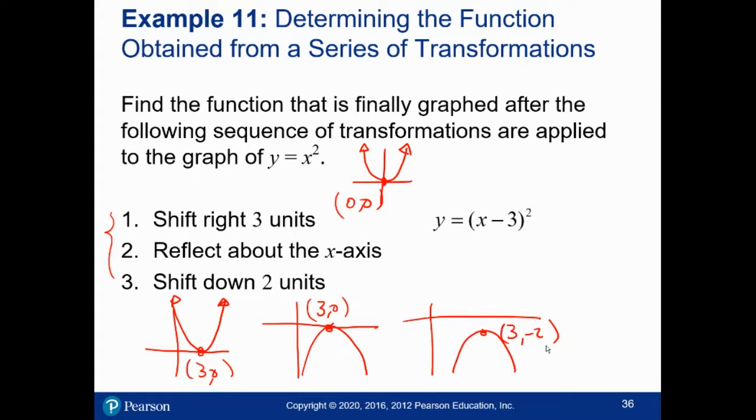Okay, so to shift right, you would just replace x with x minus 3 inside that squaring. To reflect, you'd multiply by -1 outside the squaring because we're reflecting across the x-axis. And then to shift down by 2 units, you would just take a -2 at the end there. So this function here has this graph.